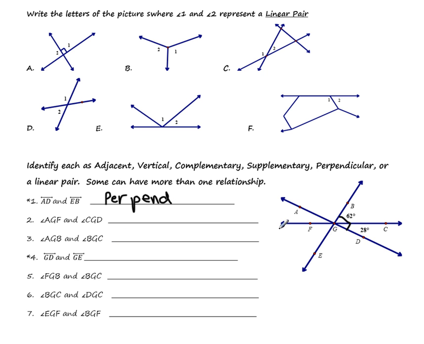Number four, GD and GE are actually the same lines, and so they have the same relationship. These two angles form a 90-degree angle, which makes these two lines also perpendicular. I'm just going to abbreviate for you.